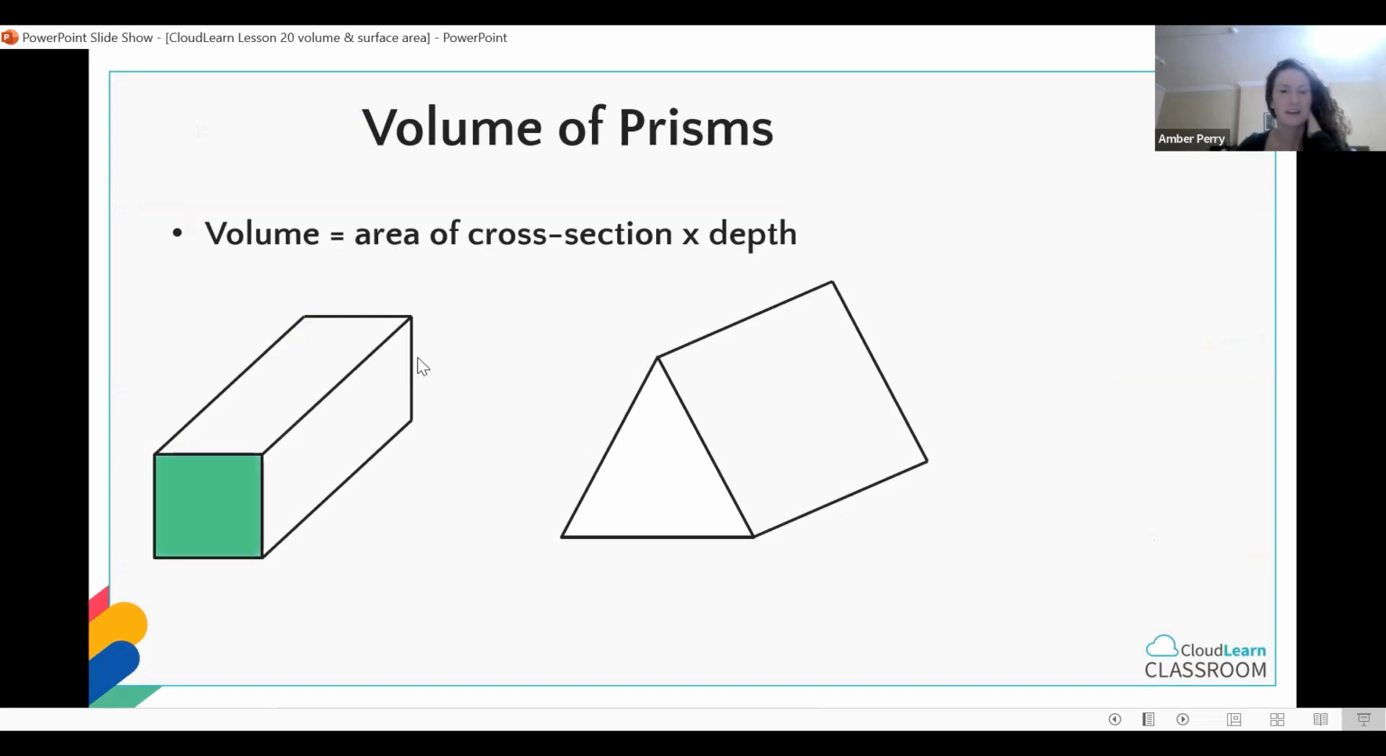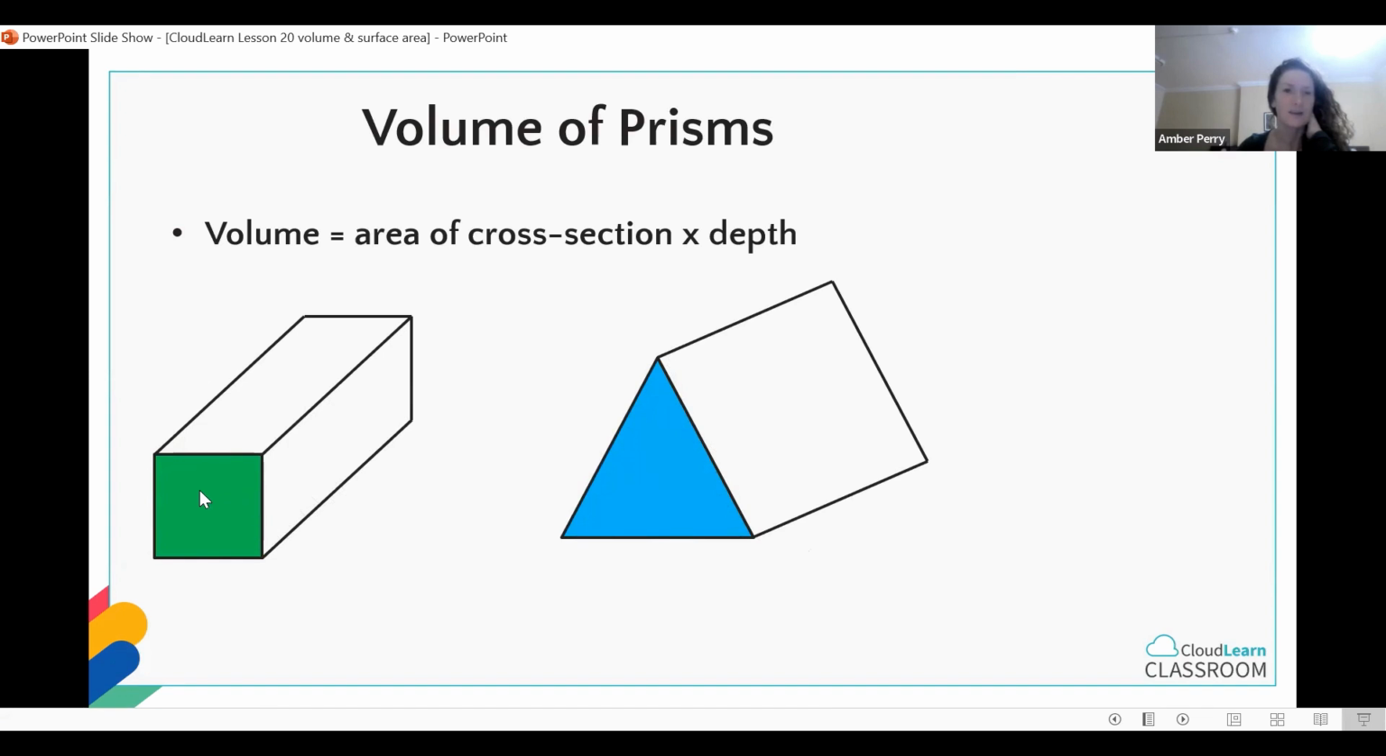So in a prism, we can always find the volume of a prism by looking at the area of the cross section, and that's the bit that is colouring in now. So you can see the cross section of this cuboid here has just turned green, and the cross section of this triangular prism here is blue. So it's always the cross section and then multiplied by the depth or the length of that prism, or sometimes the height of the prism.